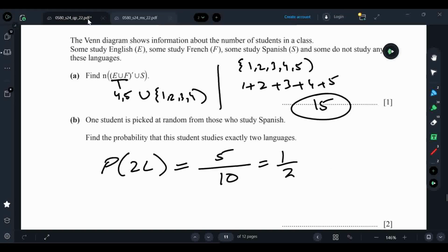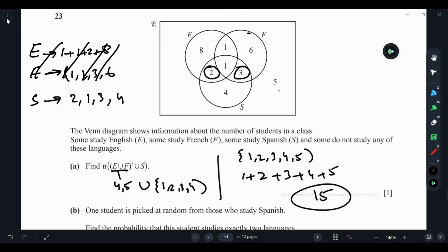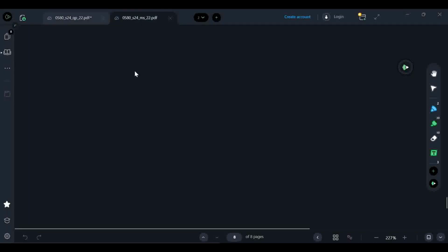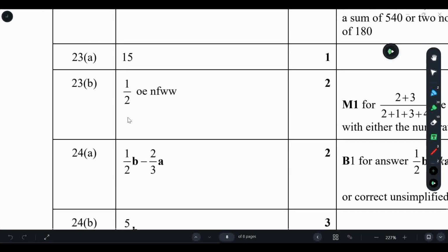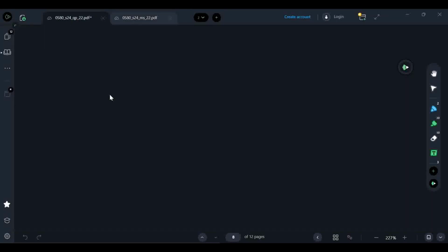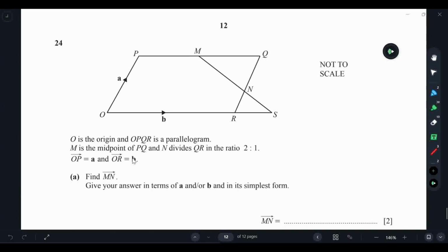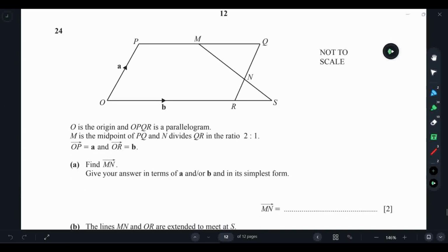Now let me check the answer. This one is question number 23. So for question number 23, the answer is 15 and 1 by 2. Let's move to the next one, question number 24. I hope that this will be the last question.